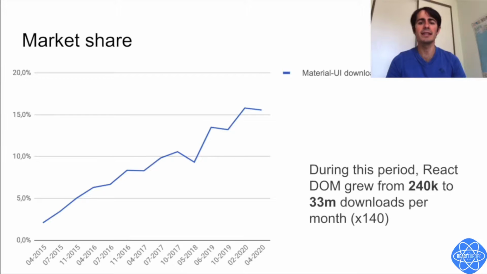The library started in 2014 and has been doing great since then. There is now the equivalent of 5 full-time developers working on the project, who are financially supported by the company. The graph shows Material UI downloads as a proportion of the React DOM downloads. It gives us an idea of the market share we have. And as you can see, it has been continuously growing. Keep in mind that React DOM during this period also grew by a factor of 140.